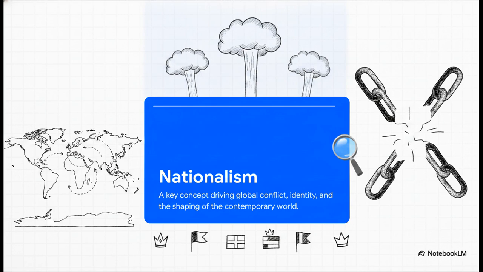Understanding nationalism and its close cousin imperialism is absolutely vital for students. Without grasping these concepts, it's pretty much impossible to understand the underlying, simmering causes of World War I, World War II, and the Cold War. These aren't just vocabulary words. They are the literal forces that redrew the map of the world.